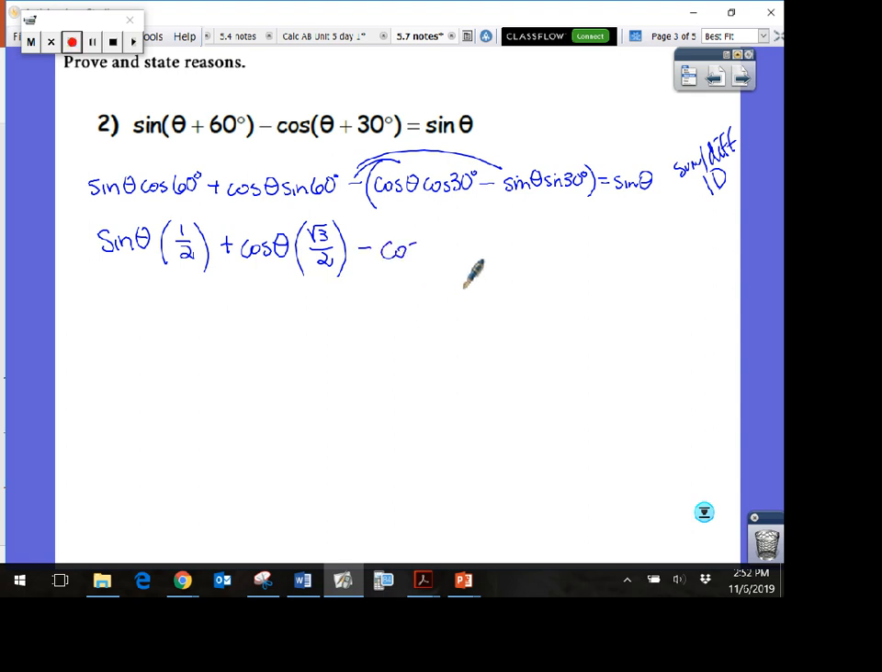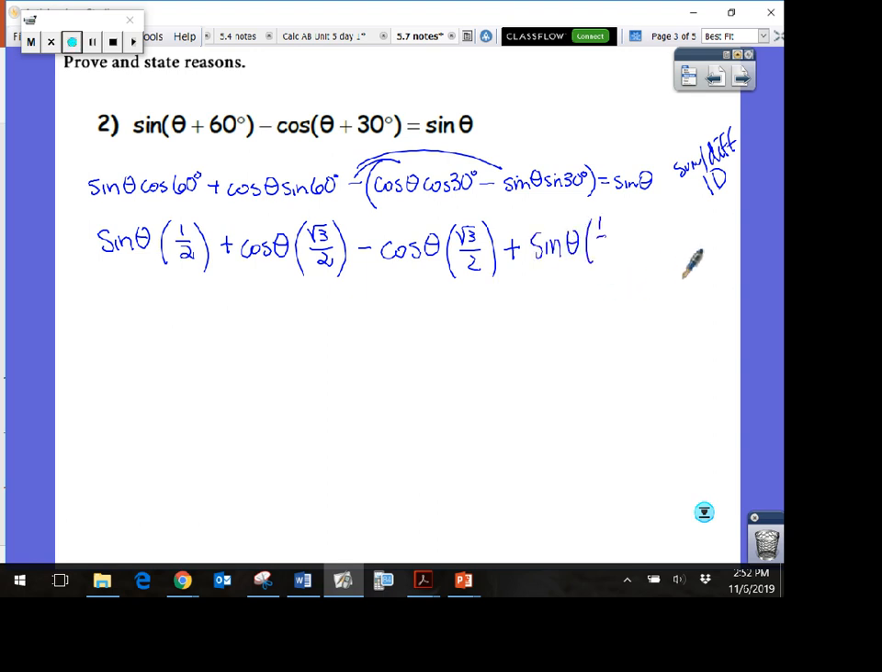Minus cosine theta times root 3 over 2, plus negative times negative is positive. See how that parenthesis is very important right there. Because if you don't put that parenthesis, you're never going to get to sine theta. You might get to sine theta, but you didn't get there correctly, and then nothing else is right after you mess up right there.